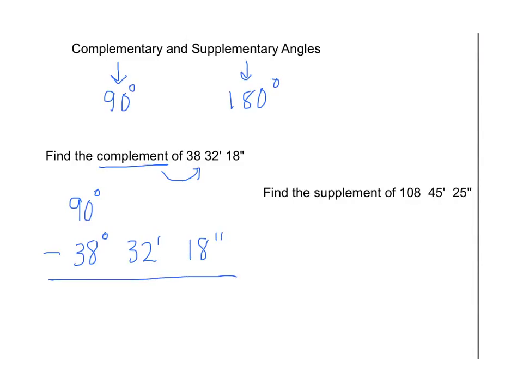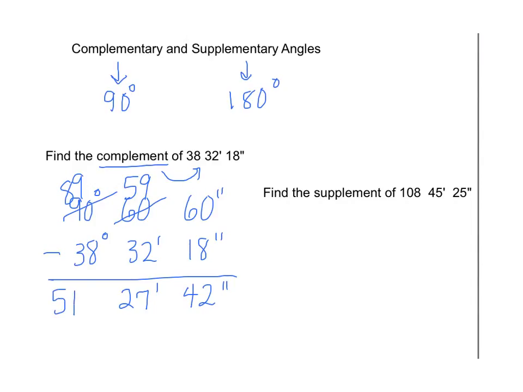Well, I'm going to have to borrow. So I take a degree away. A degree is 60 minutes. I'm going to borrow one of those. That's going to leave me 59. Leaves me 60 seconds. So when I subtract, 60 minus 18 is 42 seconds. 59 minus 32 is 27 minutes. 89 minus 38 is 51 degrees.